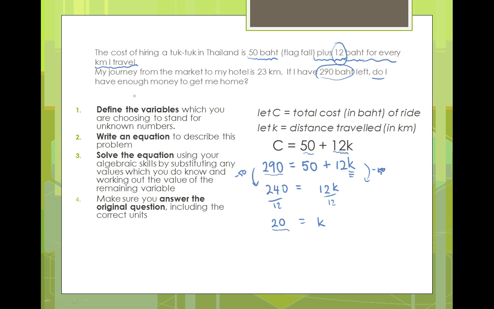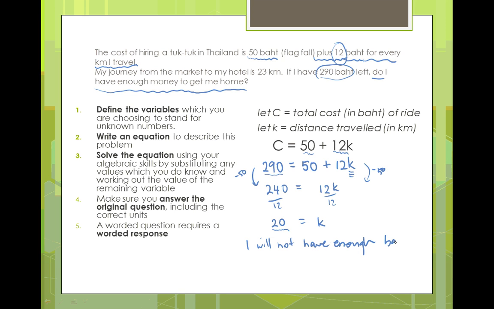Well, the question is, do I have enough money to get me home? My home was 23 kilometres away. I've only got enough baht to get me 20 kilometres. So now what I have to say is that I will not have enough money to get me back to the hotel. In fact, I'd be dropped off 3 kilometres away from the hotel. Not ideal, considering I'm probably carrying quite a few bags of all those bargains that I've bought.